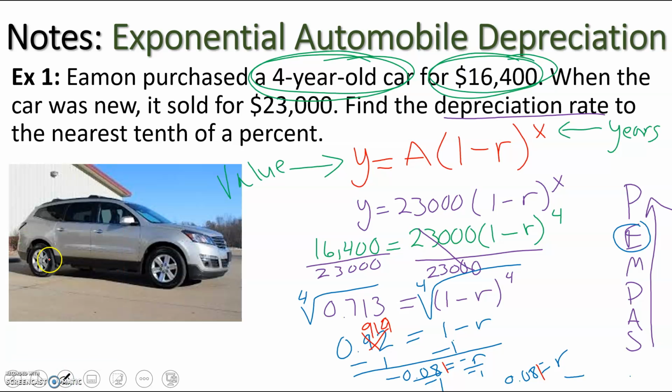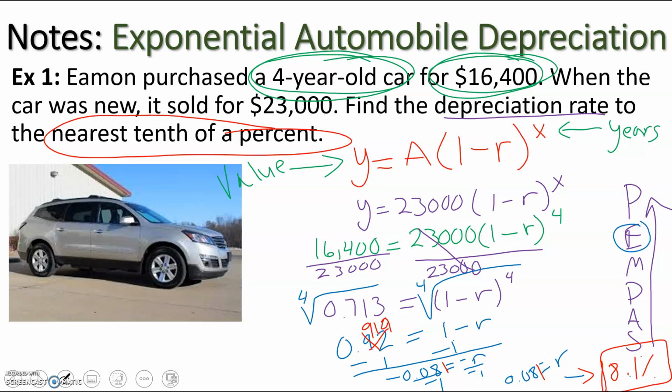So just a slight difference, but we want to be cautious of things like that, because if it's asking for a specific value at a specific level of precision, we need to give that. So we would say here that Iman's car is depreciating at a rate of 8.1% per year.